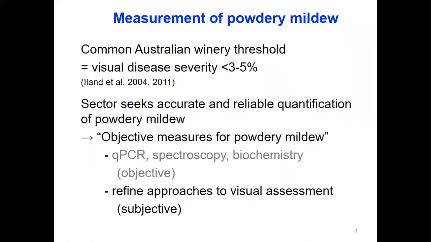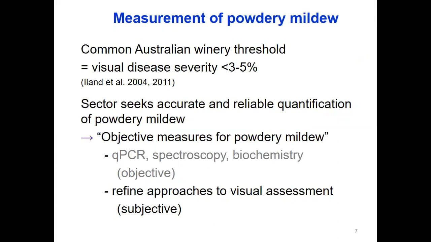And most Australian wineries, or many Australian wineries, will use a threshold of acceptability of grapes of 3 to 5% of the consignment affected by powdery mildew. This is based on visual assessment, which we acknowledge to be subjective. We know that visual assessment depends on the training and experience of the assessor and the environment in which the grapes are assessed.